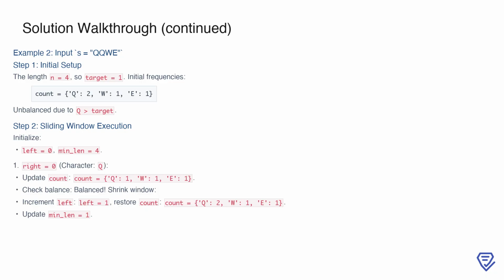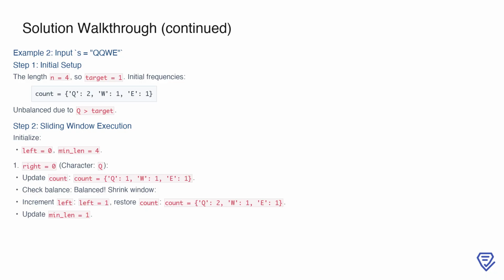Using the sliding window method, we initialize left at 0 and min_len at 4. When right is 0, the character Q is processed, reducing its count to 1 and updating the dictionary to Q1, W1, E1. The string becomes balanced at this point, so we attempt to shrink the window. Incrementing left to 1 restores the count of Q to 2, resulting in Q2, W1, E1.